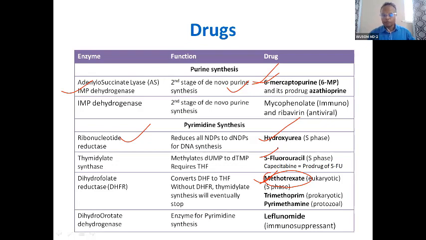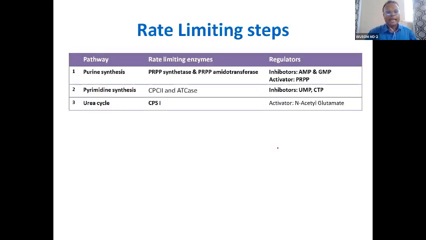Now, rate limiting steps always become very important. In purine synthesis, what are the rate limiting steps? These are the rate limiting steps. In pyrimidine synthesis, these are the rate limiting steps in the urea cycle. This is the rate limiting step, and these are the activator and inhibitor. Go and read this.